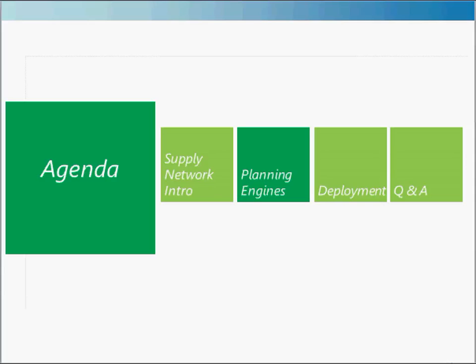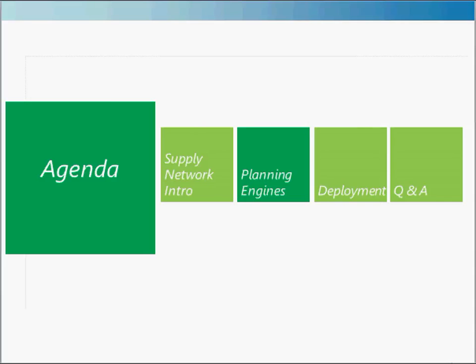Hi, welcome to an overview session on one of the modules that SAP provides. That's SAP SNP, also called the SAP APO Supply Network Planning tool. This session is divided into three parts. First, we're going to talk about the introduction to supply network planning. Second, we'll be talking about the three engines that SNP provides. And finally, the final phase, which is called deployment.